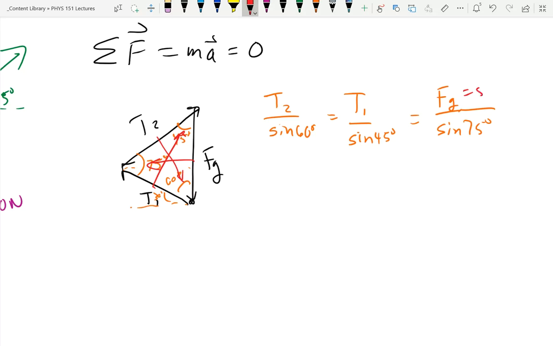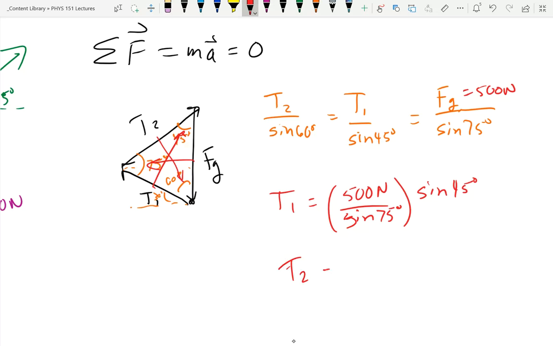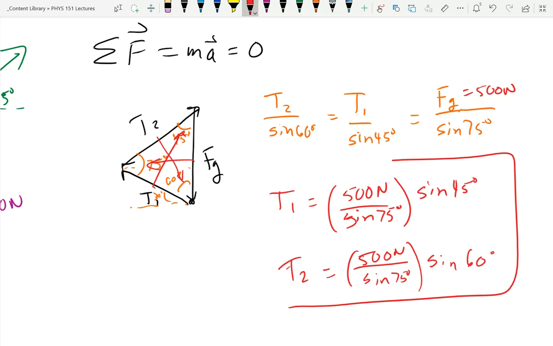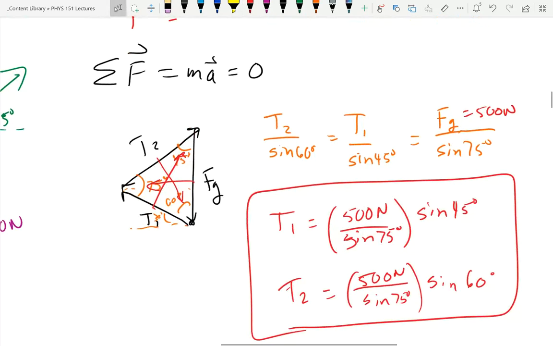And now since I know FG is equal to 500 newtons, then I can just say T1 is equal to 500 newtons over sine 75 degrees times sine of 45 degrees. And T2 is equal to 500 newtons over sine of 75 degrees times sine of 60 degrees. And so there's the solution doing it geometrically. As I said, that's generally going to be easier if and only if you only have a total of 3 things in your Newton's second law. So 2 forces and 1 acceleration, or 3 forces and no acceleration. Otherwise, you're going to have to break it into components.